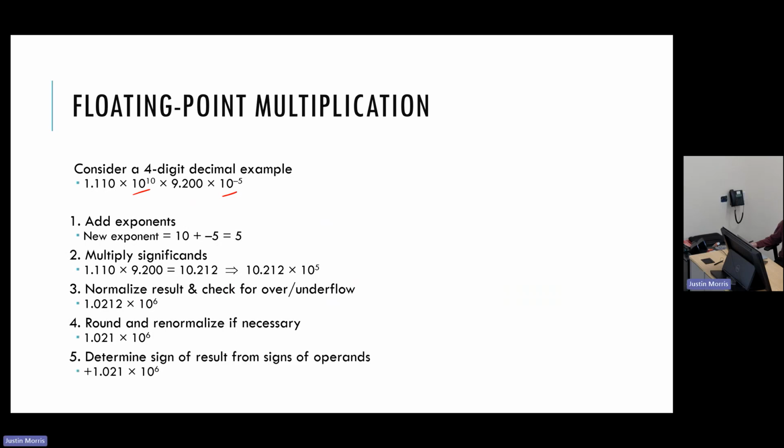And then the other thing is we would determine the sign of the result from the sign of the operands. Basically, if they're the same sign, it's always positive. If they're different, it's going to be negative.